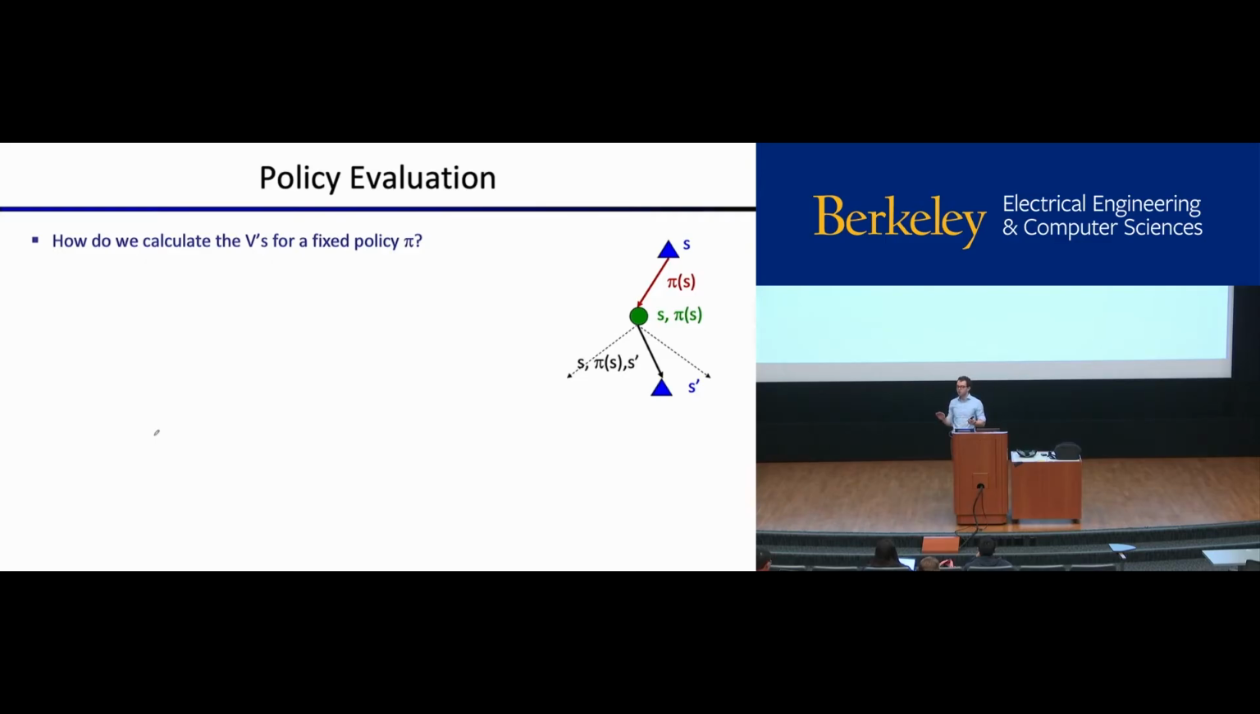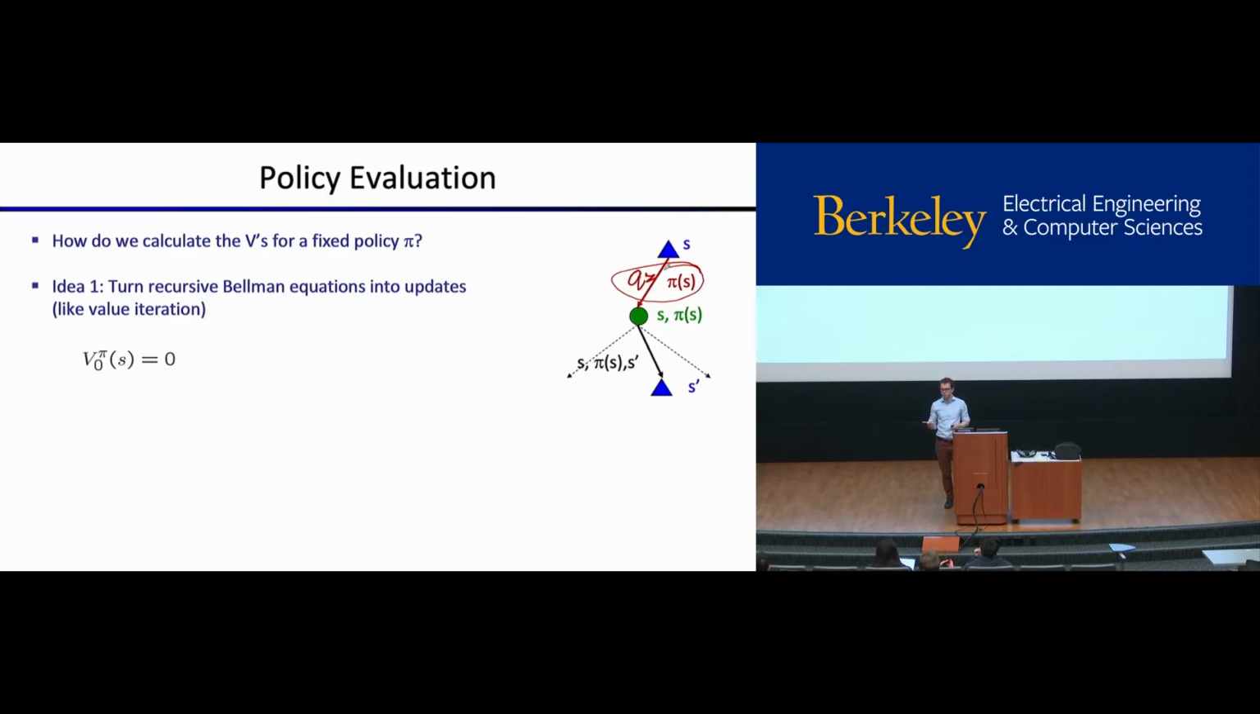It's going to look very, very similar to what value iteration does. The only difference is that whereas before we had this max, now we're setting the action equal to pi of s. So there's no max. So we're going to turn this recursive Bellman equation into updates, just like value iteration. So we start with v0 under the policy of a particular state. We just initialize this to 0. And then we have this recursive update rule.